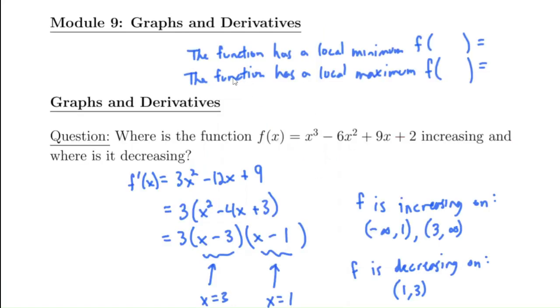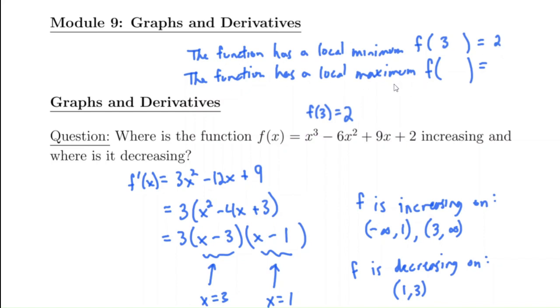Now, the way that MyMathLab would word this is it says the function has a local minimum f of blank equals blank. Well, remember that f of 3 is where we had our local minimum, and if you plug it in here, you can see f of 3 is 2. So f has a local minimum, f of 3 equals 2. Now, I actually don't like the way this is worded. I would word it a little differently. I would say the local min is 2, and it occurs at x equals 3. But the way it is in MyMathLab, the function has a local minimum, f of blank equals blank, and you have to fill this in.